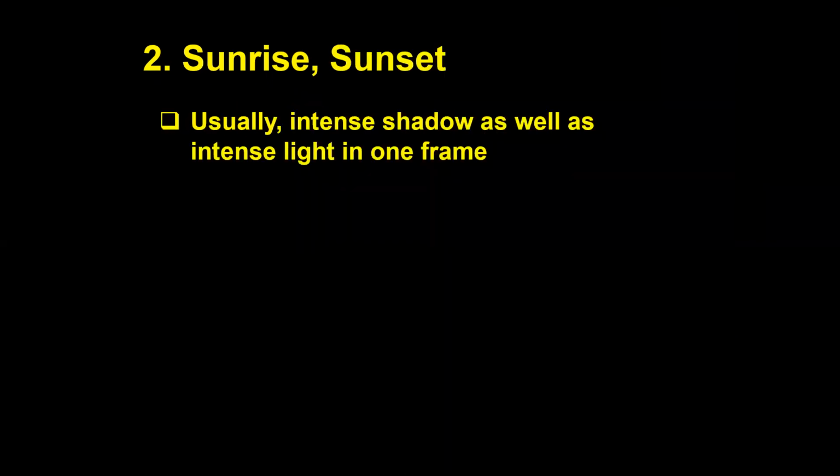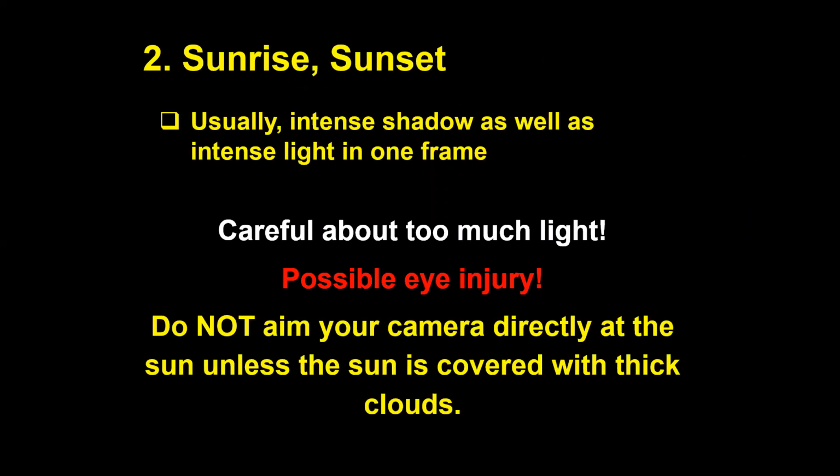Now we'll move on to the second one with low light, talking about sunrises and sunsets. And these are a bit strange in that you have intense shadow, darkness, as well as intense light in one frame. So you have to be careful of that. There's a possible eye injury or camera injury if you point your camera directly at the sun. So you should never point your camera at the sun unless it's covered with cloud. Otherwise, you could damage your eyes or the camera itself.